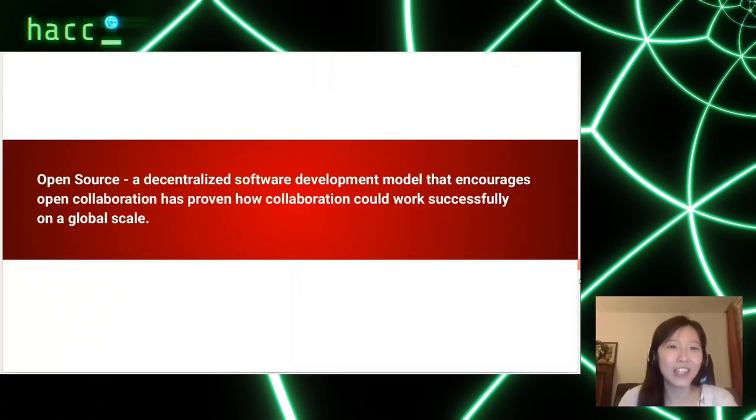So open source is a decentralized software development model that encourages open collaboration, and has proven how collaboration could work successfully on the global scale. Of course, the projects that we develop are on a very small scale compared to Wikipedia or the Linux kernel. But you could imagine a project starting somewhere in Asia is now being used by many other countries at the same time, with heavy contributors from everywhere. So if we can achieve local collaboration with this project, imagine how much impact it could have if open source were done on the national level or government level.